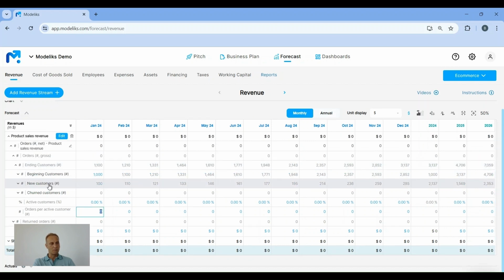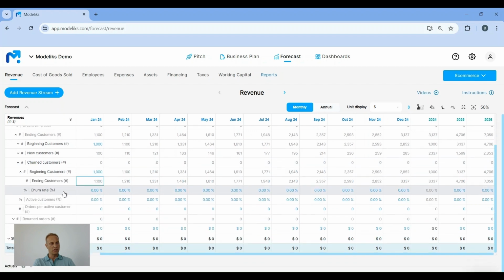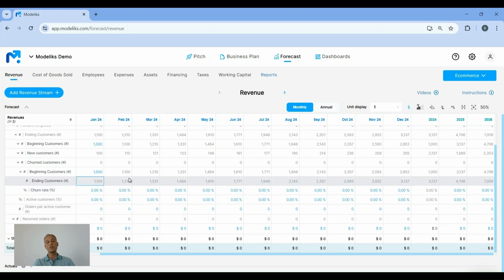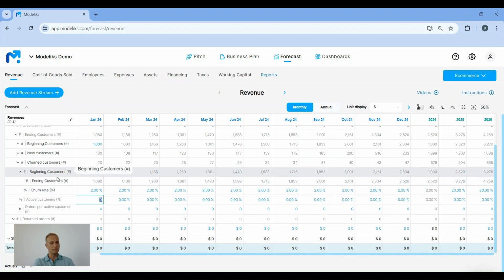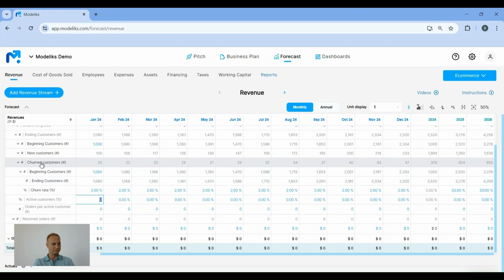Now, the number of churned customers is going to be equal, again, to the number of ending customers that we have, multiplied by a churn rate, or percent of customers which will churn throughout each period. And let's say that 2% of our customers on a monthly basis are going to churn. And that on annual basis, about, let's say, 20% of customers are going to churn. Now, with those couple of inputs, we have calculated the number of churned customers.